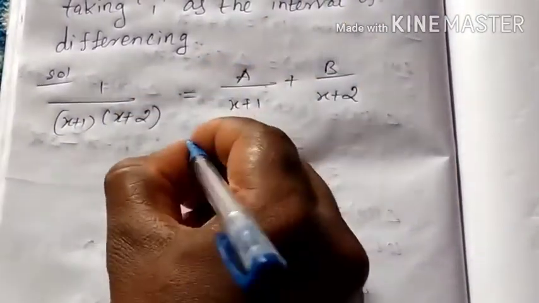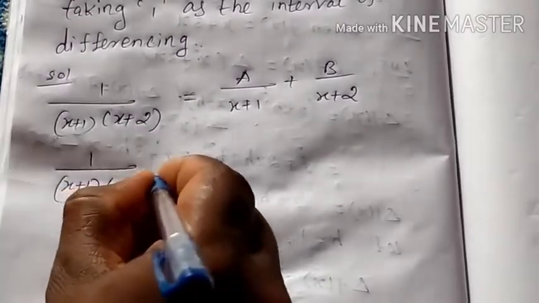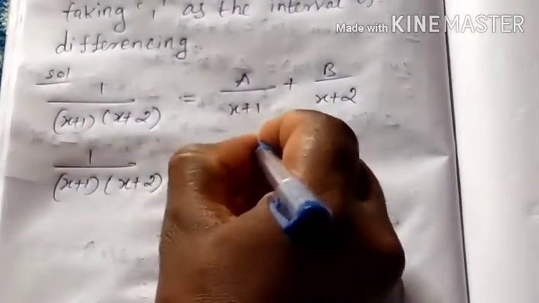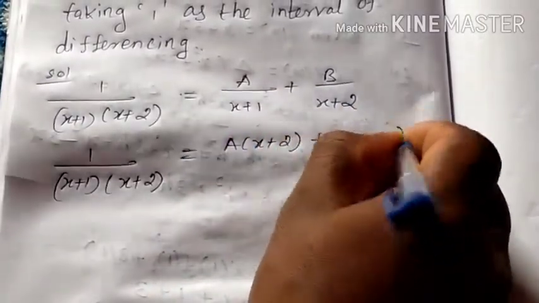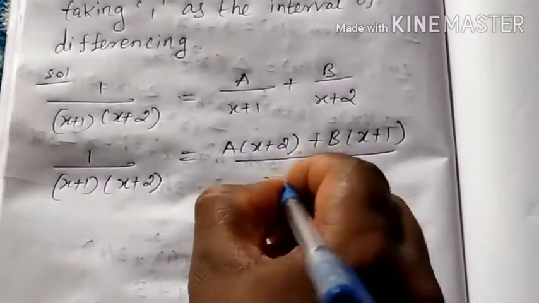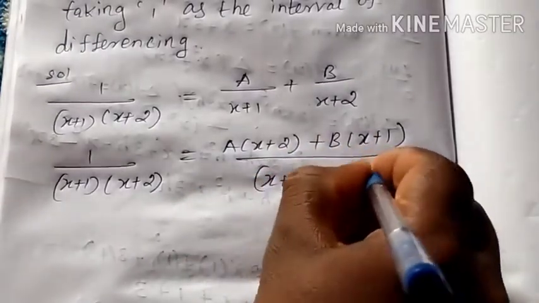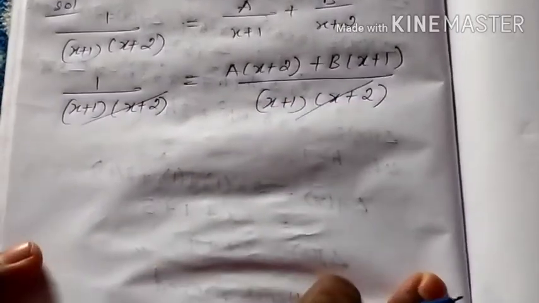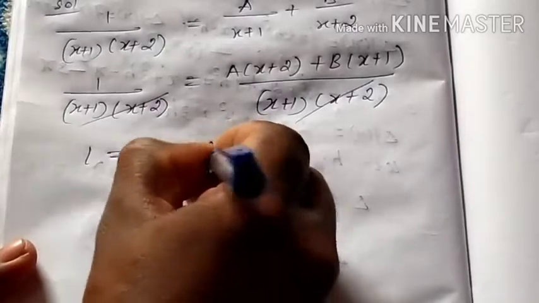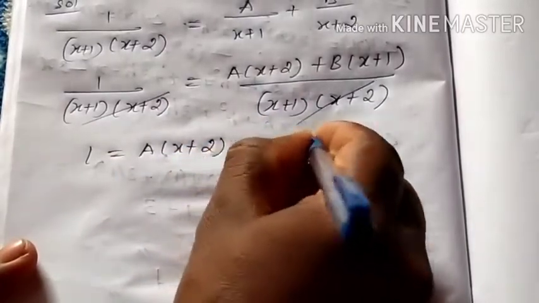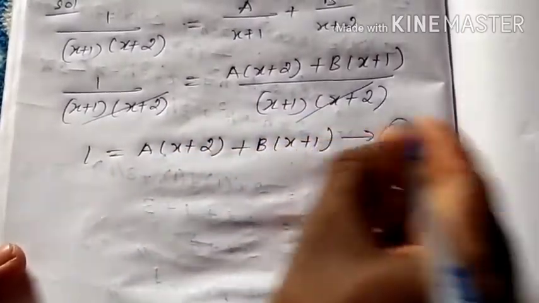First find the value of a and b. Okay, so 1 divided by x plus 1 into x plus 2, which is equal to a into x plus 2 plus b into x plus 1 whole divided by x plus 1 into x plus 2. Okay, then making the cancellation, the denominators are cancelled. Remaining terms are 1 is equal to a into x plus 2 plus b into x plus 1. This is equation number 1.